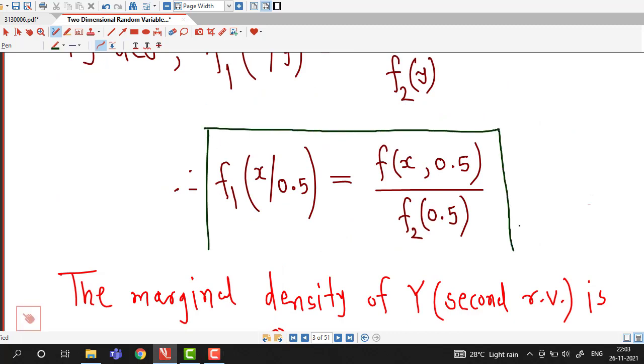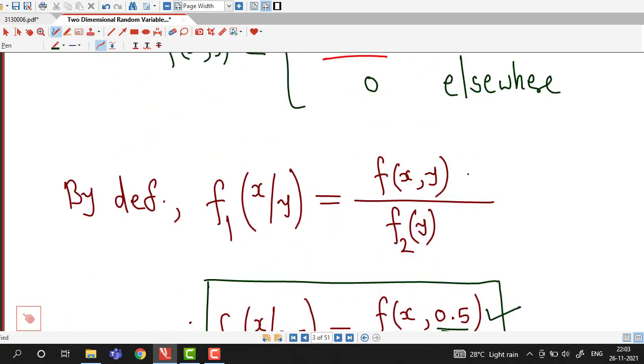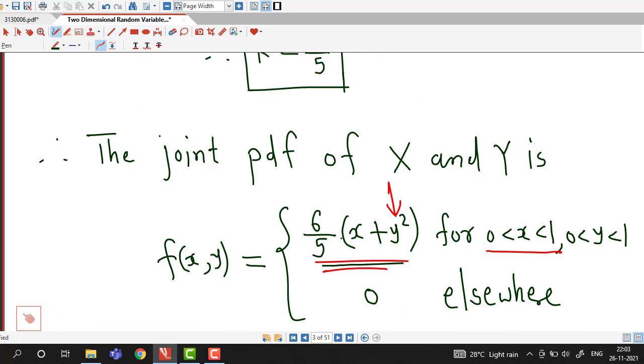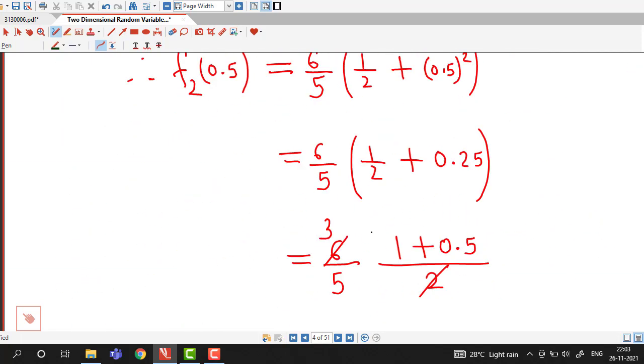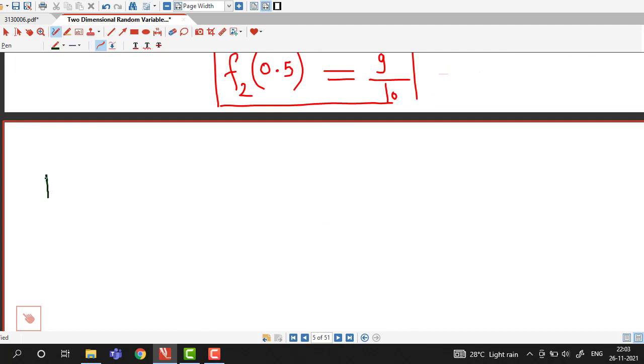We require conditional density of first random variable x when y takes the value 0.5. So this we have obtained. This we can obtain by taking y equal to 0.5 in the formula for this joint density function. So now we come back with that formula again. So now we are interested in conditional density of random variable x given that y is 0.5.